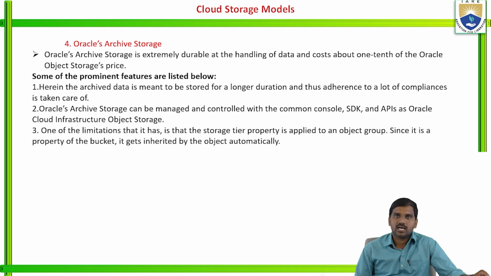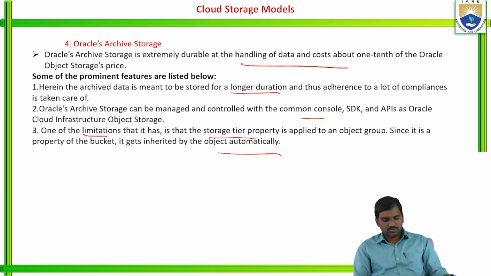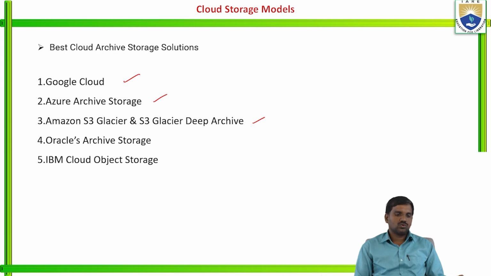The next one, Oracle's Archive storage. It is extremely durable in the handling of data. It costs about 1/10 of the Oracle Object Storage price. Some prominent features here: the archived data is meant to be stored for a longer duration, and compliance needs are taken care of. Oracle's storage can be managed and controlled within the common console, SDK and APIs of Oracle Cloud Infrastructure Object Storage. One of the limitations it has: storage type properties applied to an object group. Since it is a property of the object, it gets inherited by the object automatically. So these are the four types of best cloud archive storage solutions.